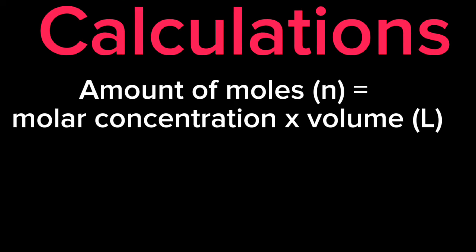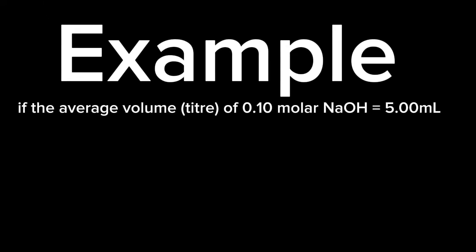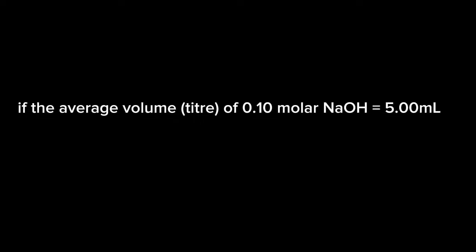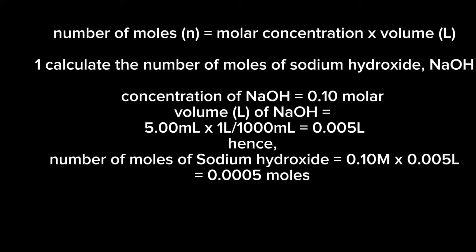Calculations. The amount of moles, n, is equal to molar concentration times volume in liters. Example: if the average titre volume of 0.1 molar sodium hydroxide is equal to 5.00 ml, the number of moles n is equal to molar concentration times volume in liters.